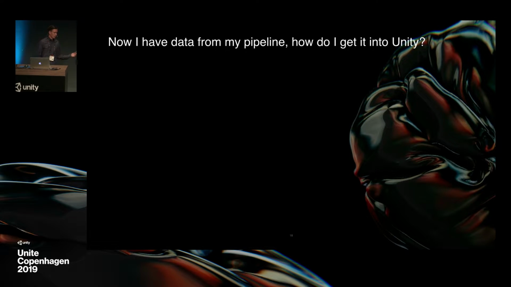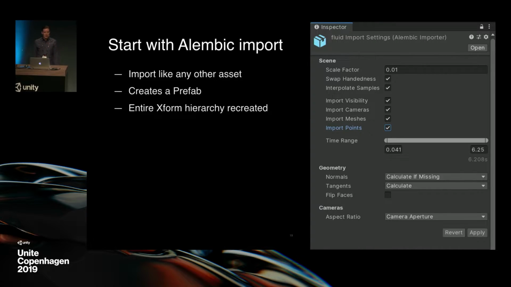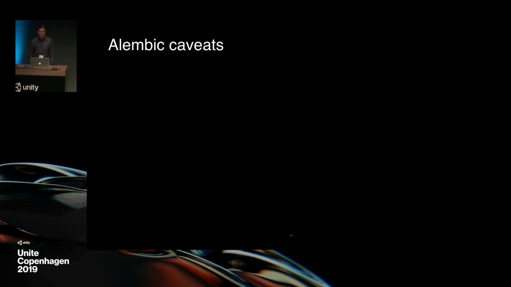So now I have my data from my pipeline. How do I get it into Unity? So let's go to the other side of the fence and start doing something with these files inside. So I'm going to start with Alembic Import. The Alembic Import is just like any other asset. So you import as an asset, you can drag and drop, it creates a prefab. The entire transform hierarchy inside of the Alembic file is recreated.